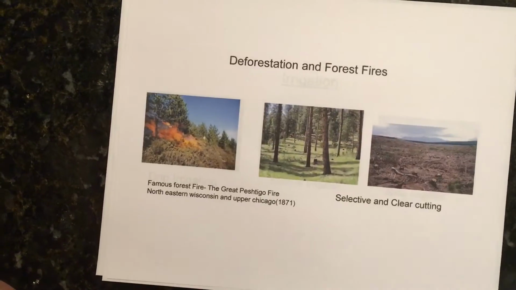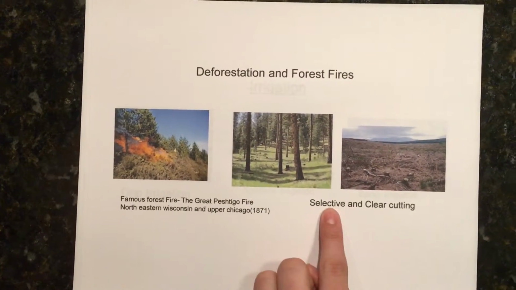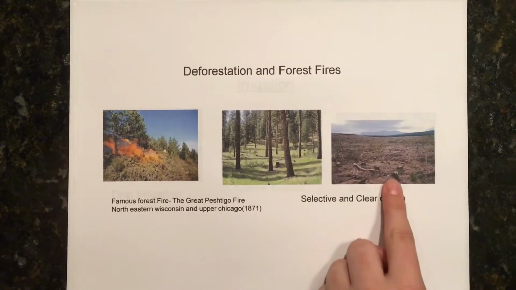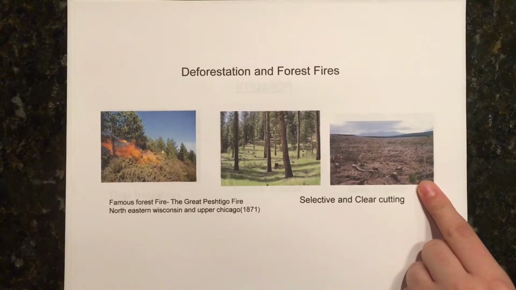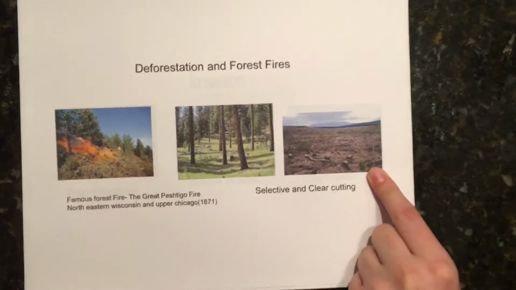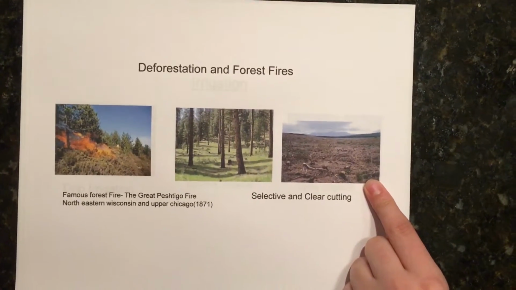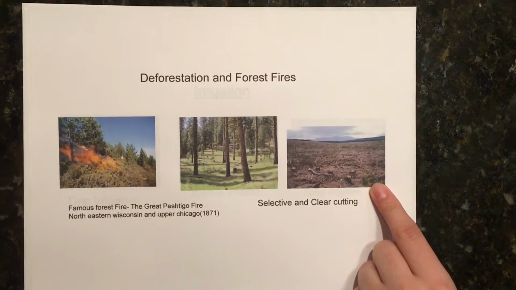Look at deforestation and forest fires. First, we can look at selective and clear cutting. Clear cutting is cutting of all trees in one area. The first positive aspect is that this is going to provide more light for new trees and allow for the burning for the natural reforestation of some species. Lastly, it's going to be the cheapest method.